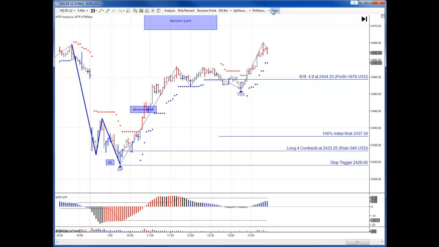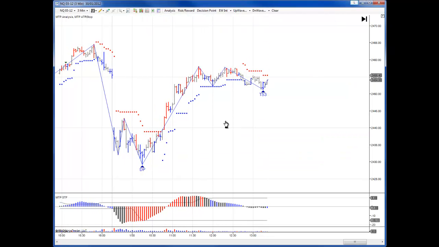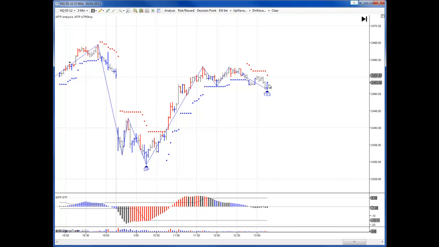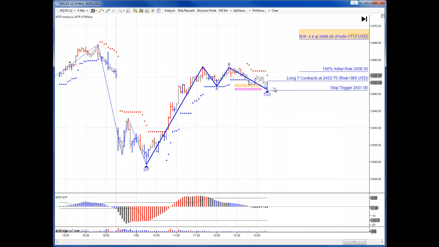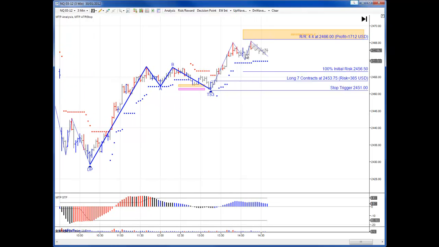If we move forward, just clear the chart off, we had another buy setup come here. So let's put the analysis on here. Again, very easy indeed. Again, you can see our position sizing is taken care of. This time we had a target up here, but the market didn't quite reach it. You see how it was ever so close.